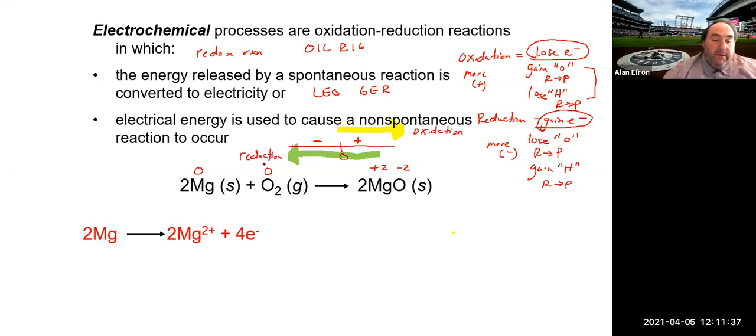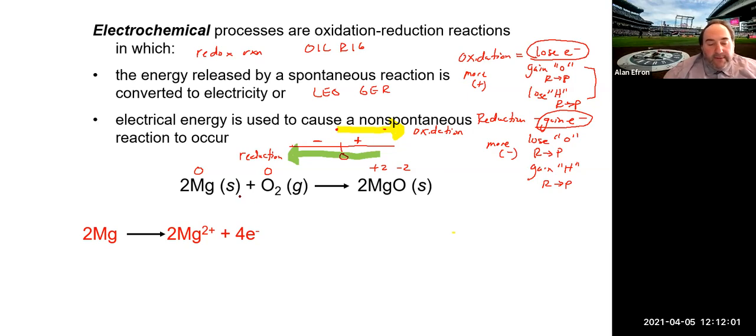If something is becoming more negative, it is going through reduction. Something becoming more positive is going through oxidation. So if we look at this reaction and at magnesium, for example, it's going from 0 to +2. So 0 would be in this part, and +2 would be heading in this direction. So it is going to the right, which means it's going through oxidation.